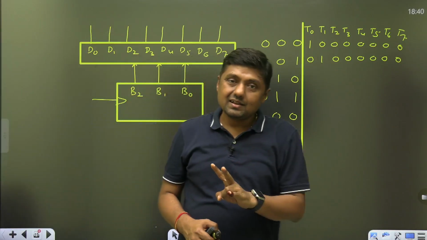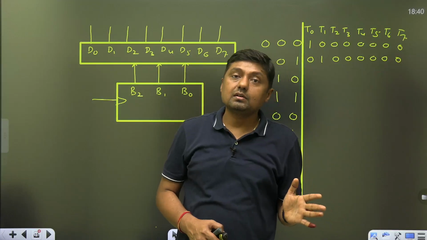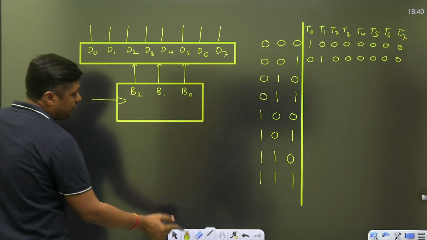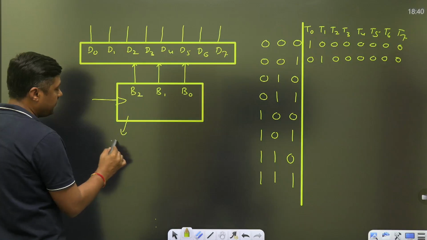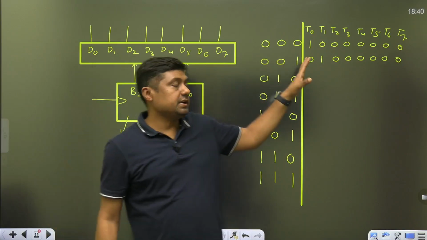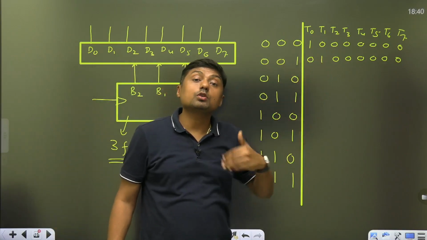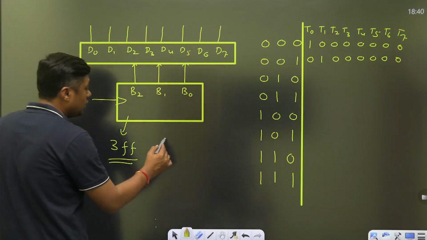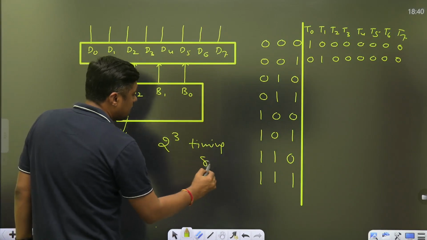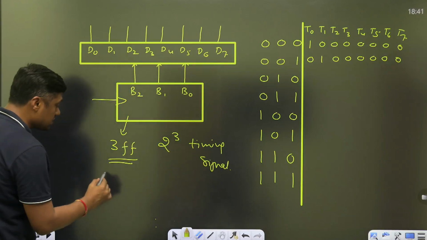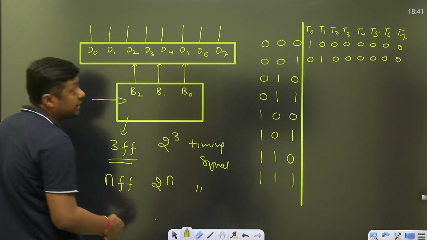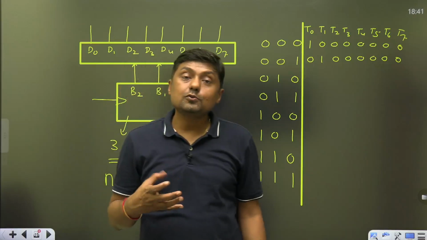Now guys, suppose this question is given: how many flip-flops? In a 3-bit binary counter, 3 flip-flops are required, and we are getting 8 timing signals. Means what? 2 to the power 3. The general formula: if you are using n flip-flops, then it will become 2 to the power n timing signals that we are generating.